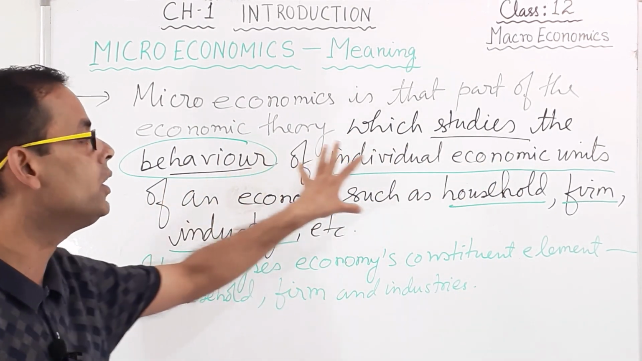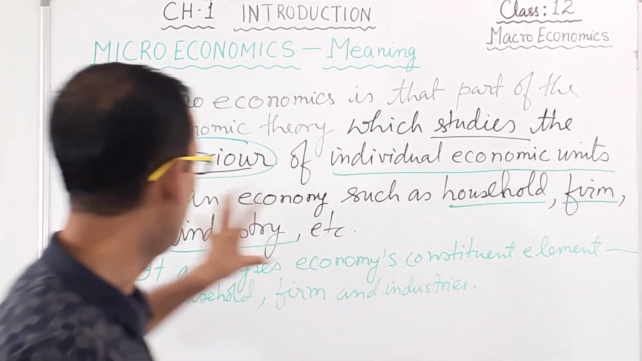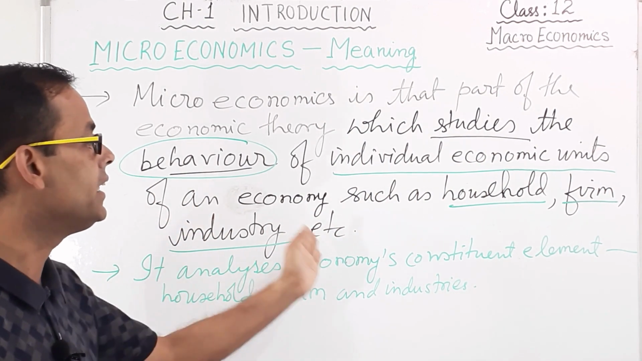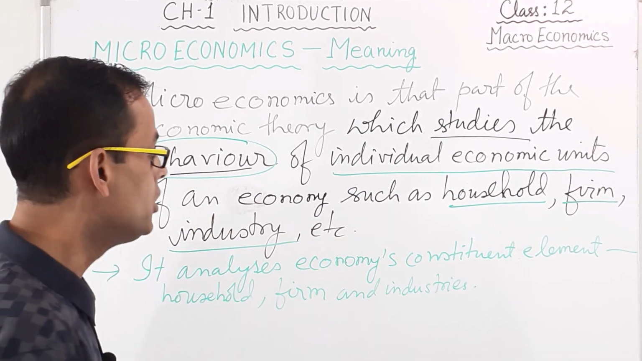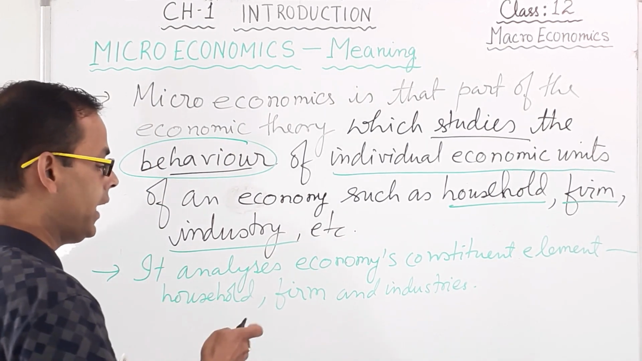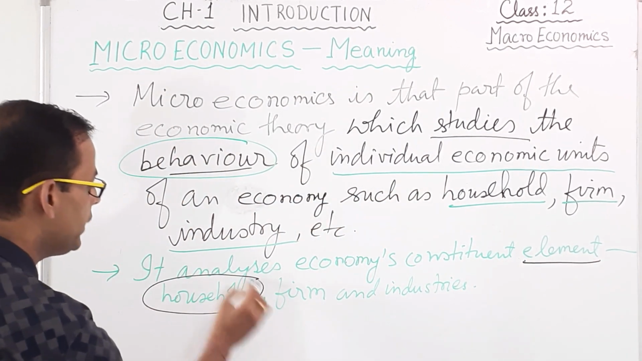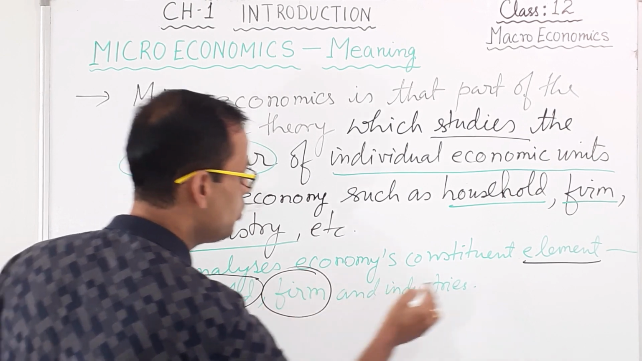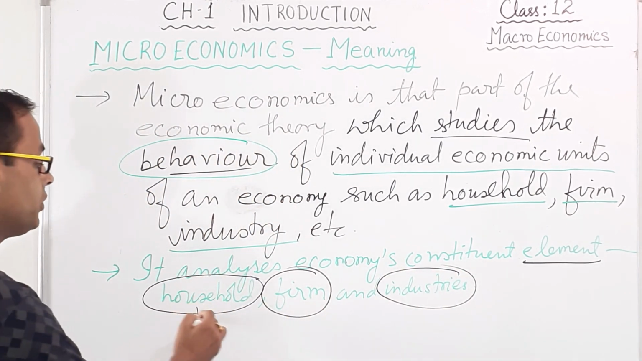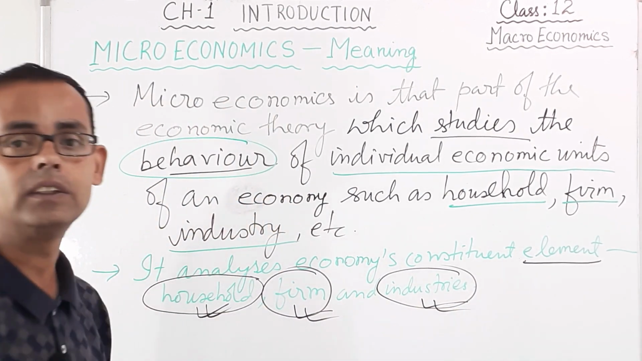And these individual economic units are what? One can be household, another firm, another industry. Also, it analyzes the economy's constituent elements. In the economy, there are many elements. Out of those elements, one element is household, one is firm, one is industry. So it is studying the behavior of this household, this firm, and this industry.